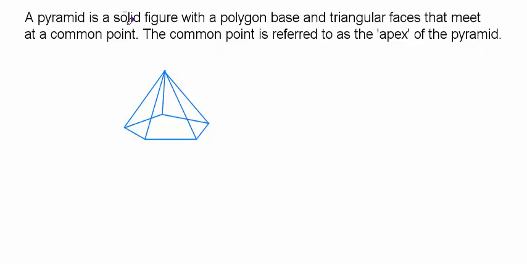A pyramid is a solid figure with a polygon base. So this is the base of the pyramid. As you can see, it's a polygon. It's a pentagon with 5 sides in this case. And triangular faces. These are the faces that are triangular in shape that meet at a common point. It's this point I'm referring to. The common point is referred to as the apex of the pyramid. So this point is called the apex.